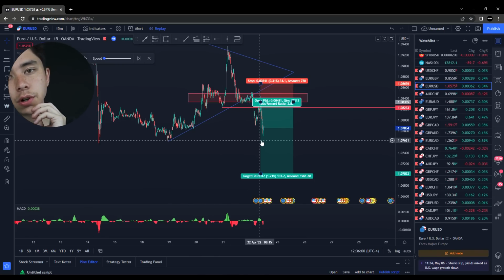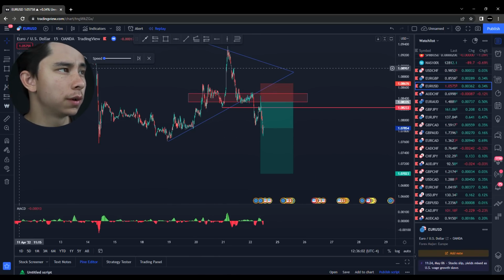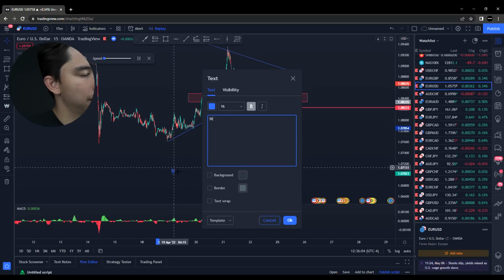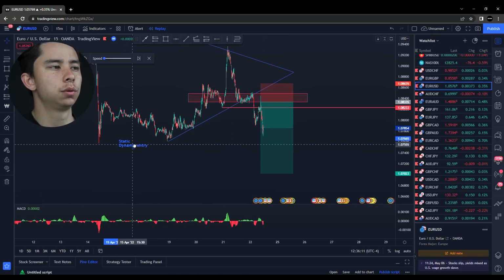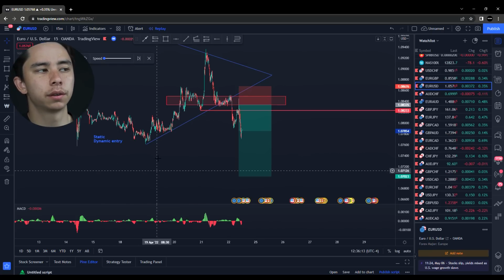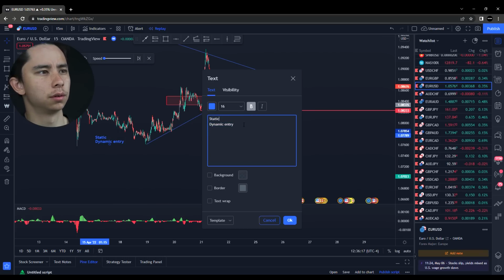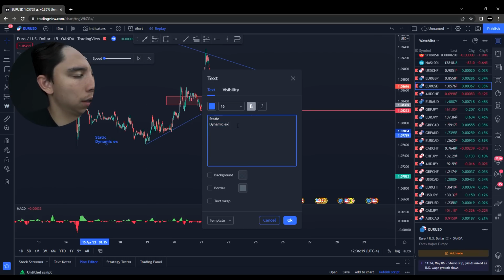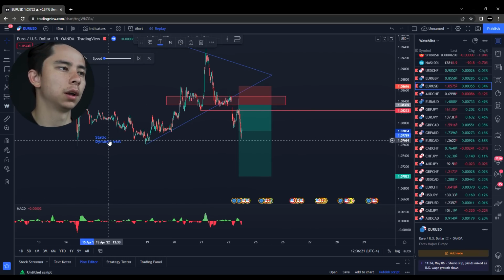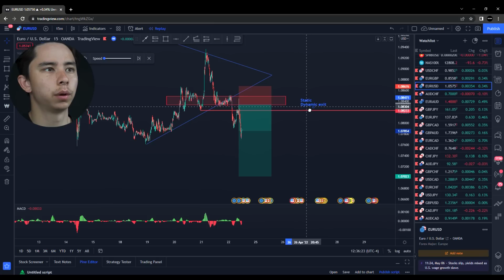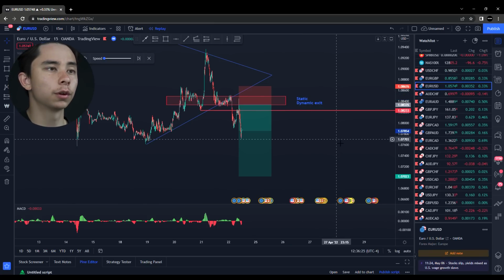Now this is where a lot of people struggle. There's two types of ways. There's a static entry and a dynamic entry. So there's two types of ways that I like to do it. Sometimes I like to have a static exit. Sorry, why did I put entry? I don't know why I put entry. Exit. Static and dynamic exit. So there's two types of ways. The first way is static.